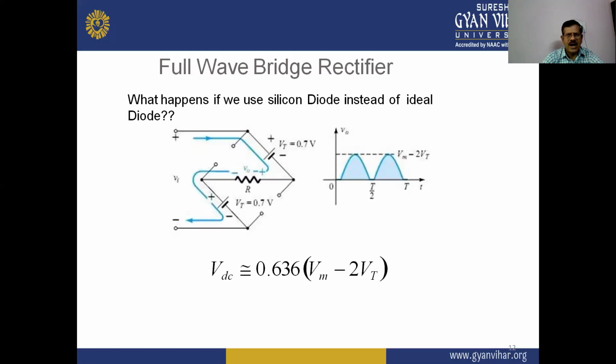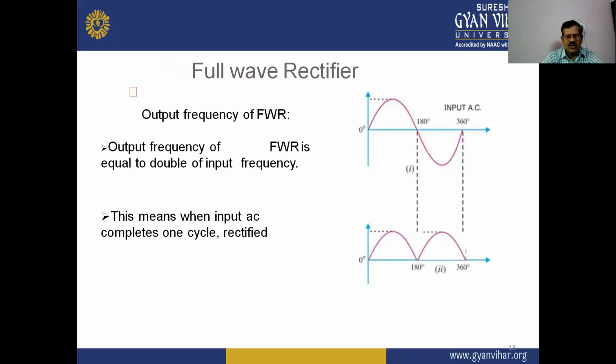So what happens if we use a silicon diode instead of an ideal diode? In that case, the output voltage will be 0.636 Vm minus 2 Vt. The output frequency of the full wave rectifier is equal to double the input frequency. For example, if the input frequency is F, the output frequency will be 2F. So the output frequency in a full wave rectifier is double the input frequency, which means that when the input AC completes one cycle, it is rectified.